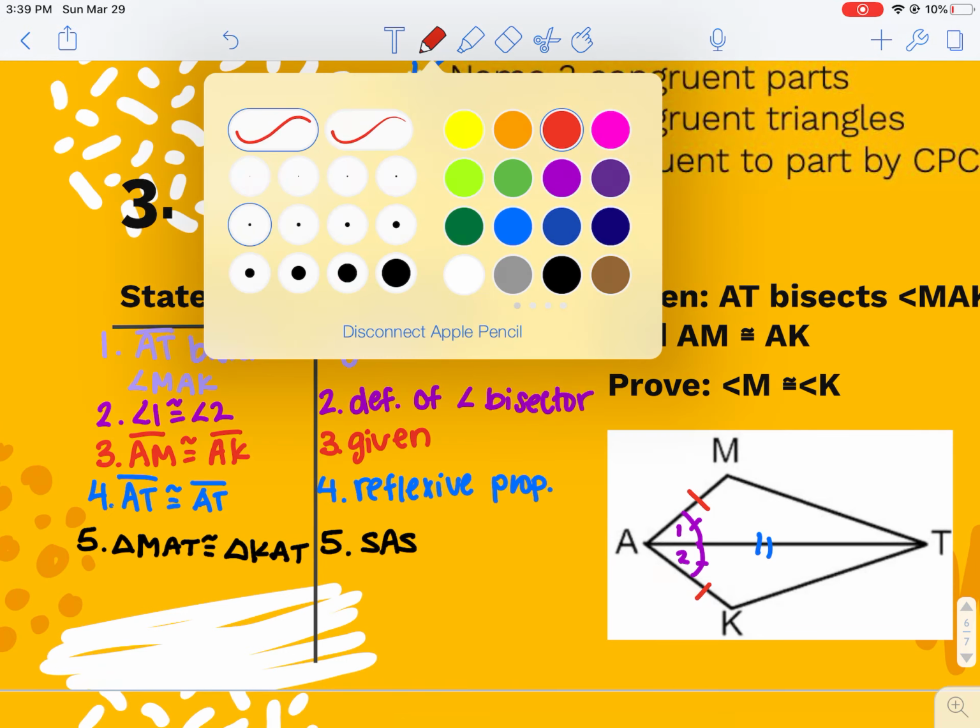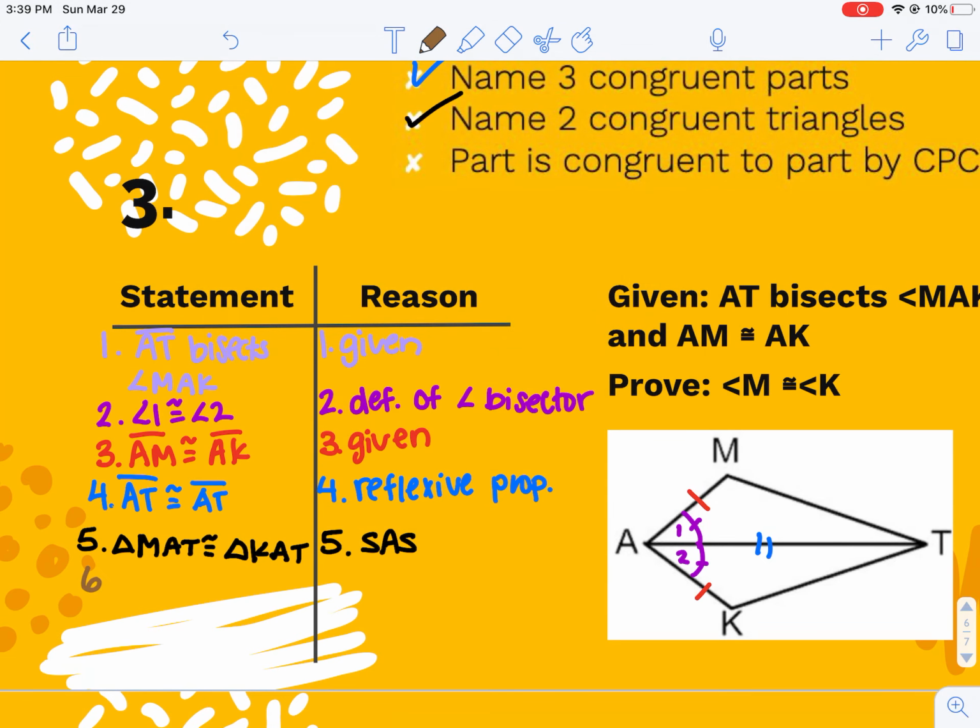My final step then, I'm going to use a color I haven't used yet, is that this part's congruent to that part. So angle M congruent to angle K, and I'm going to double check that those are indeed in the same position, and they are. And my reason is corresponding parts of congruent triangles are congruent, or if 2 triangles congruent, then parts congruent, or CPCTC.